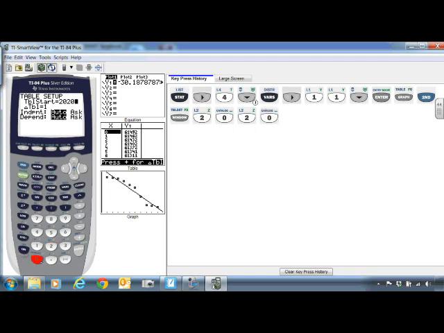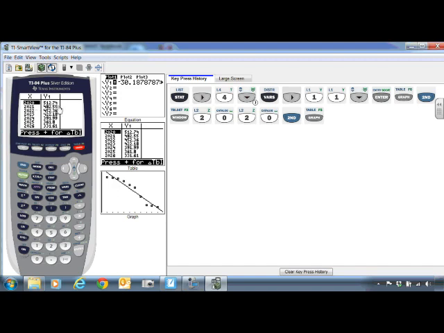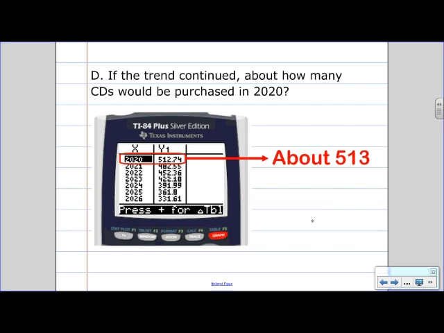Okay, so now that we've done that, now we can see the results of the table. So we can see the X and Y table starting at 2020. We do that by pressing second, graph, to go to table. And so now our table starts at 2020, and it gives us the prediction based on our trend line. So let's go back to our question. So now we're back at our question, and we can use the table to get the data to make the prediction. So in the year 2020, we can predict that about 513 CDs would be purchased.